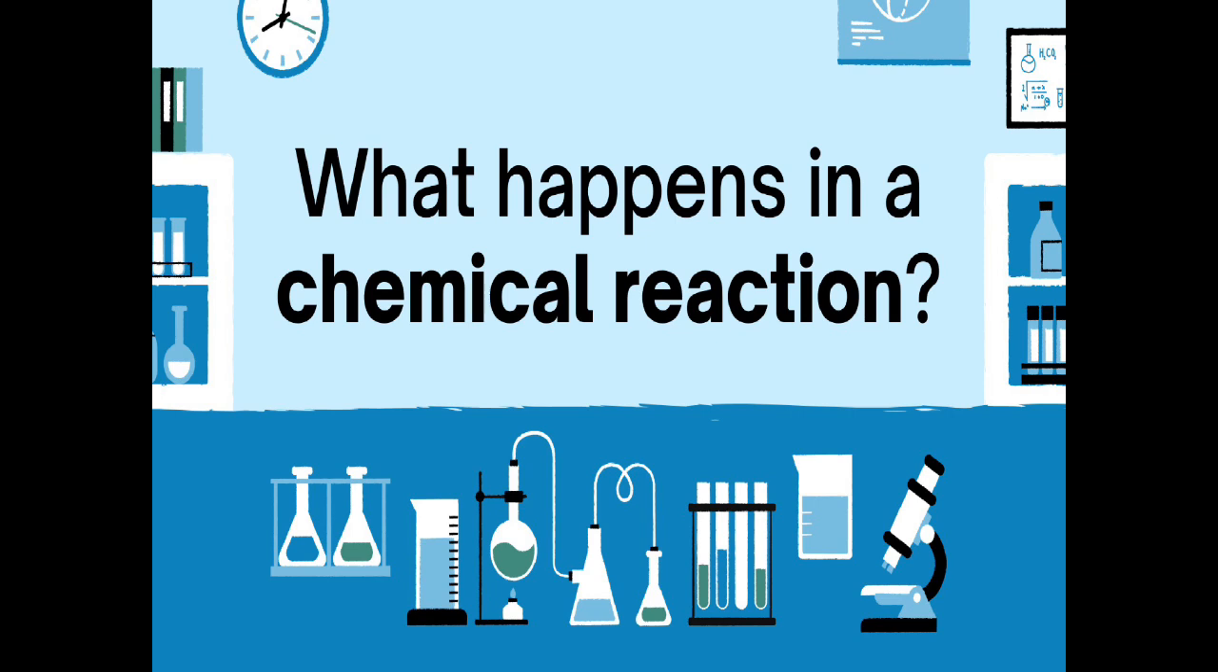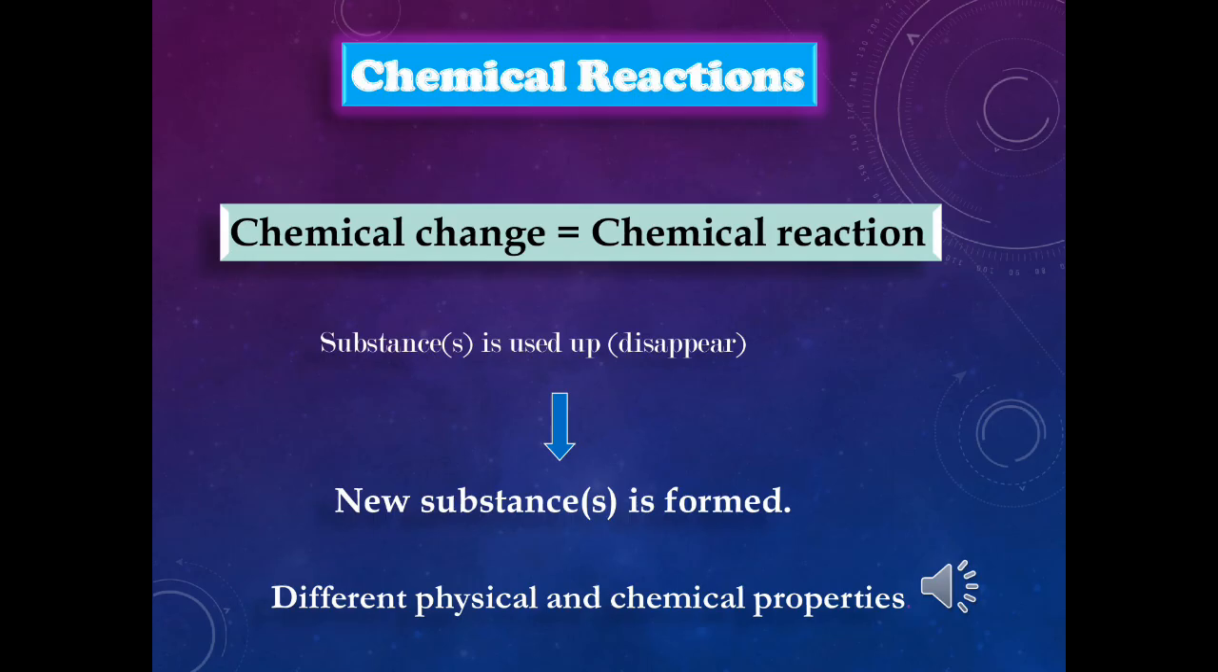What happens in a chemical reaction? In a chemical reaction, chemical change occurs. Chemical change is equal to chemical reaction. A substance is used up or disappears, and a new substance is formed. Different physical and chemical properties are seen in the new substances.